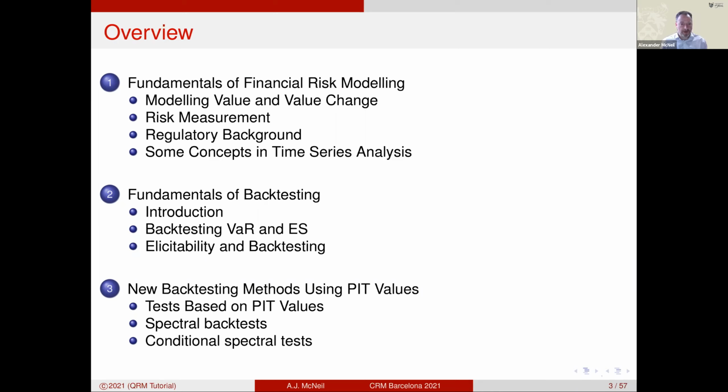Then in the second third, we will get into standard backtesting methods, although some of these methods will not be quite so standard. I think there will be things in there which, even if you're doing backtesting, you might not have seen before. So I'll talk about, for example, the topic of elicitability. And then in part three, I'll talk about recent research with Michael Gordy at the Federal Reserve on what we call spectral backtests, which use something called PIT values. Everything will be explained in due course.